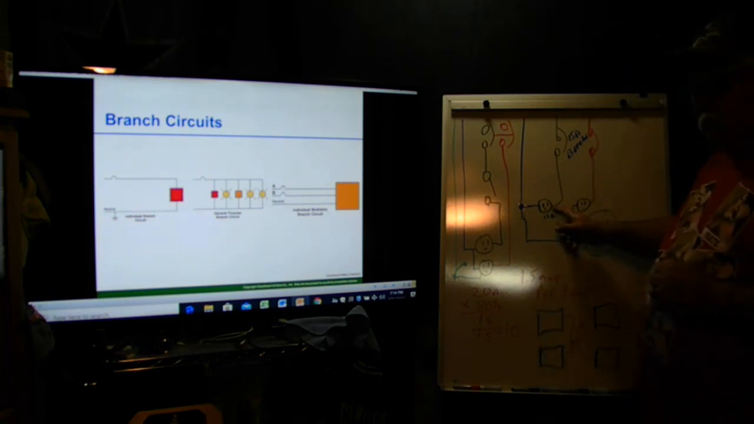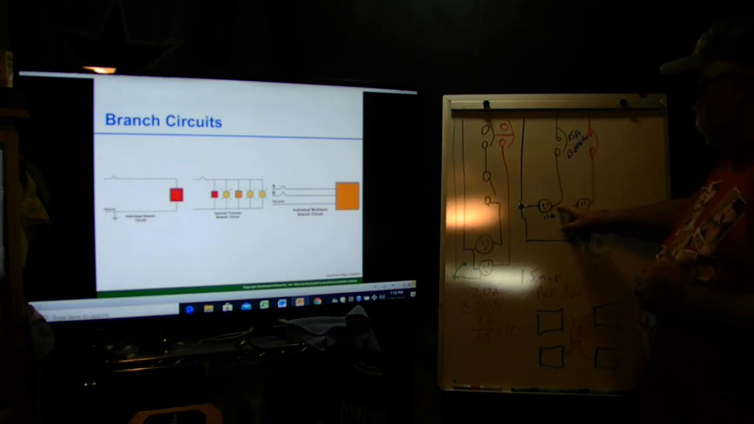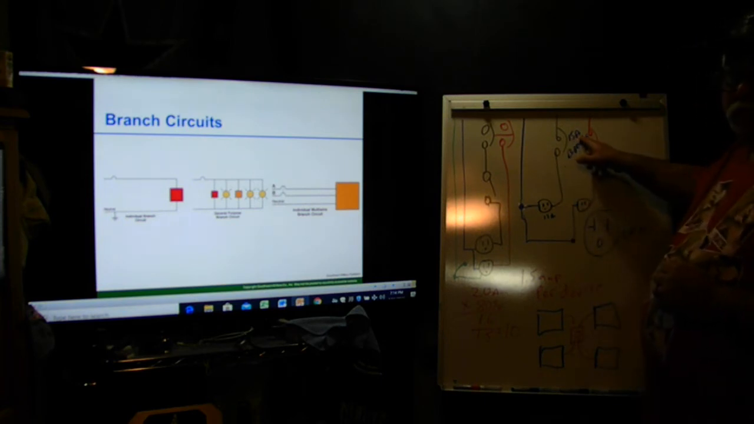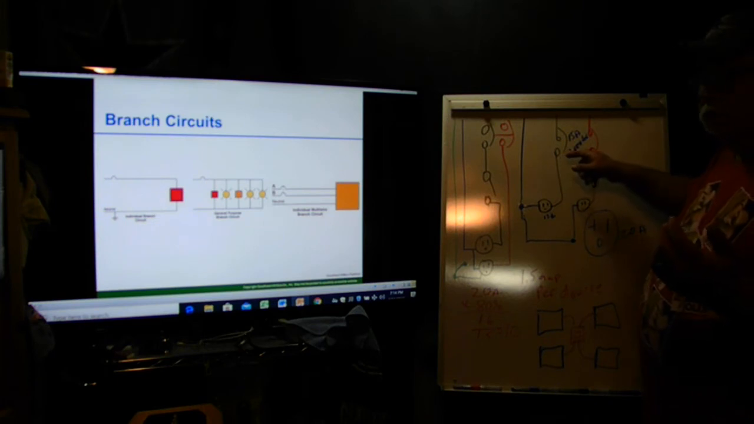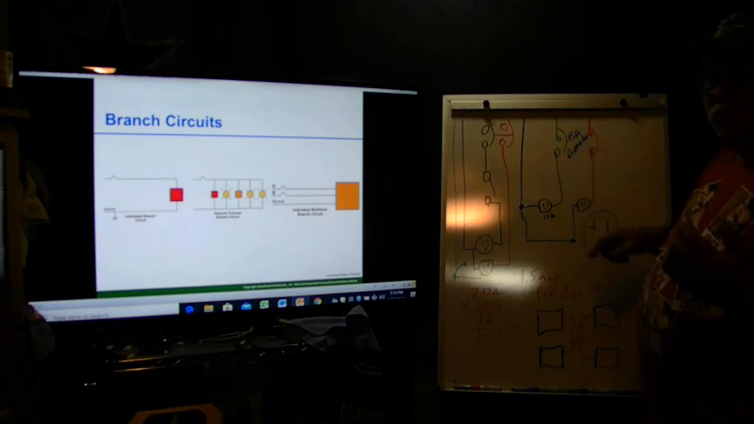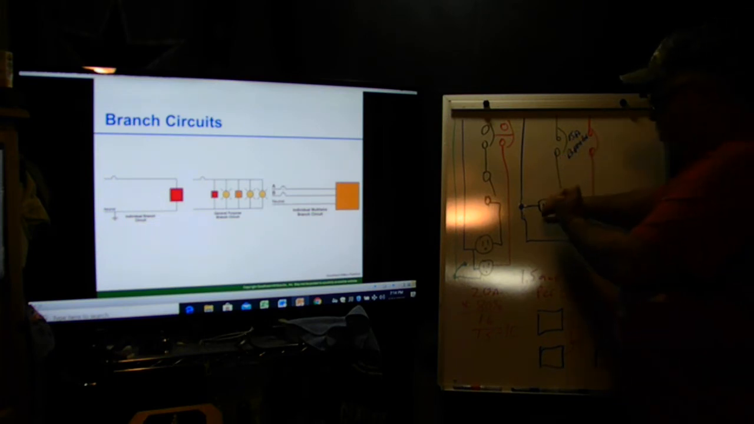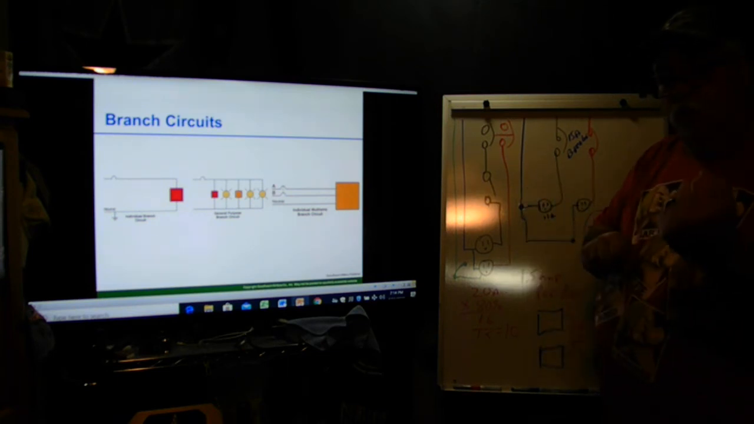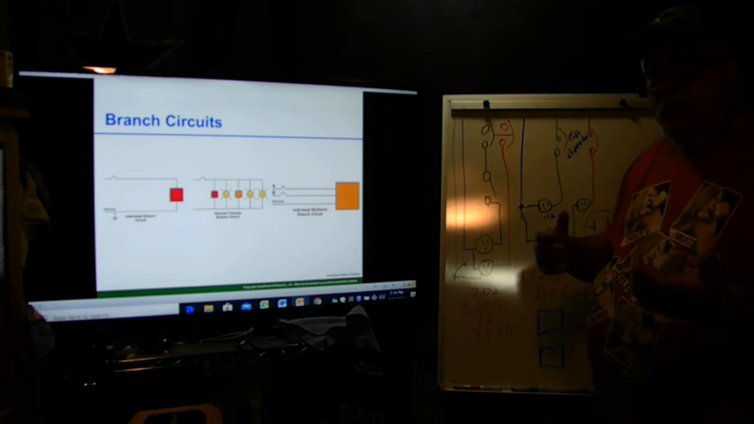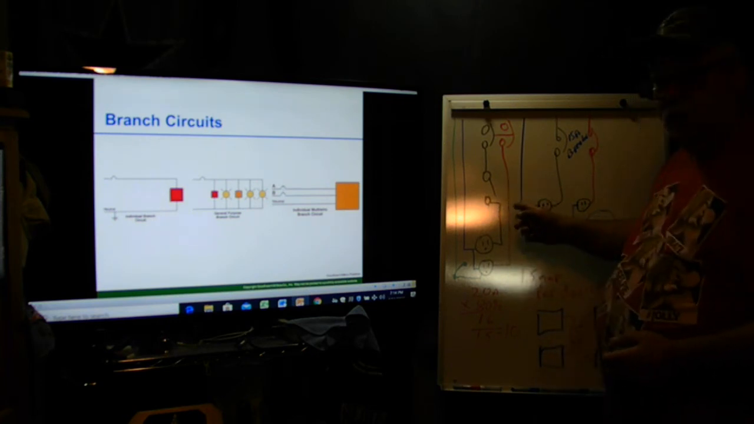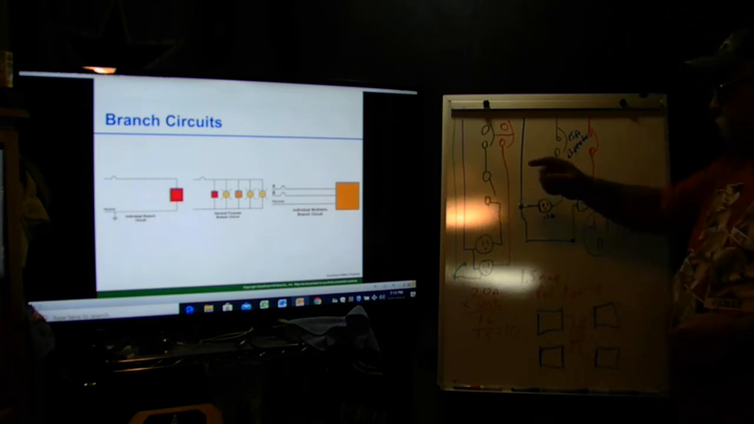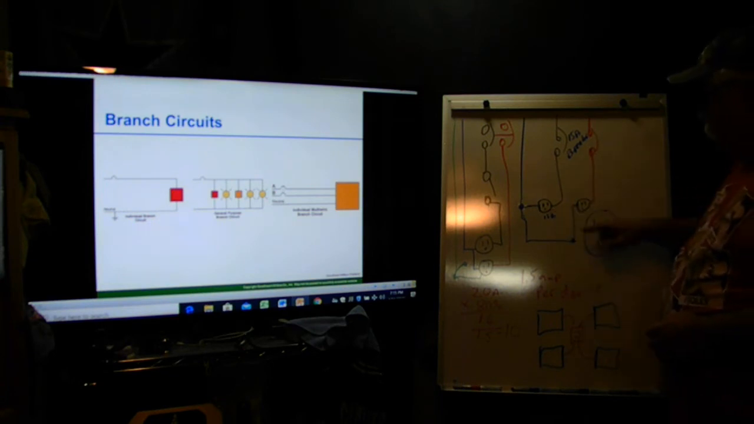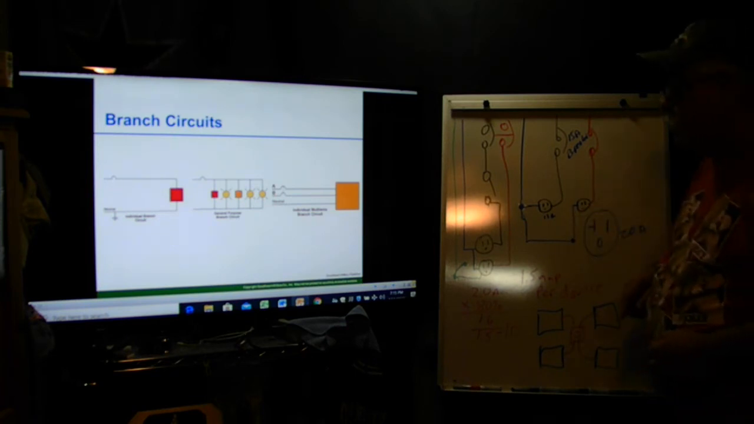On a single receptacle, it has to be rated. So this is a 15 amp. My breaker has to be 15 amps. I can have 12 gauge wire, but my breaker can't be more than 15 amps. Why? Because I only got one hose that can plug in to give me water, and I can only get up to 15 amps because that's what the receptacle has. So if I needed a 20 amp breaker on 12 gauge wire, then I have to use a 20 amp receptacle.